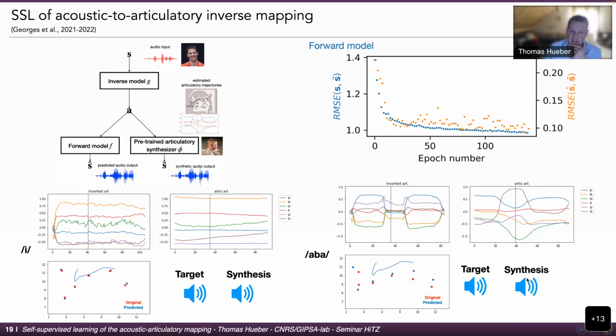But the problem is that to produce this ABBA, our child has found an articulatory strategy which is very far from what we expected. Here you can see that instead of closing the lips, in the original here in red, the expected lip movement was some kind of closed lips. Our child kept his lips wide open.